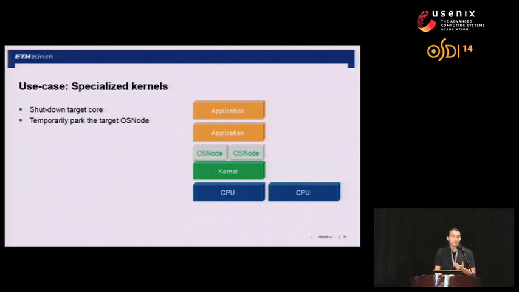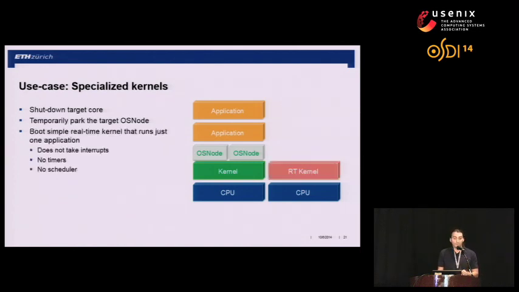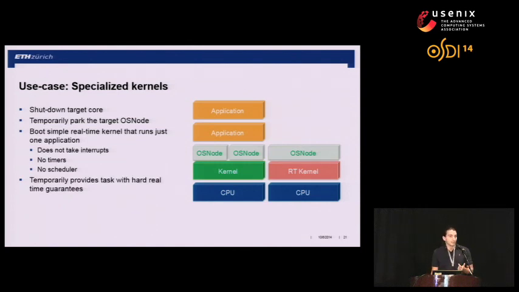So now that we have freed up one of the cores, we can boot this with the special kernel, and we build a simple real-time kernel that essentially does not take any interrupts. It doesn't have any timer in the kernel, or it doesn't have a scheduler. It's designed to just run a single application. So this kernel will construct its own OS node and temporarily run our real-time task.